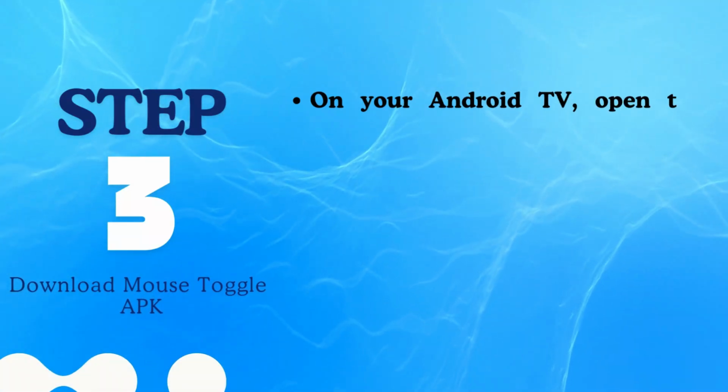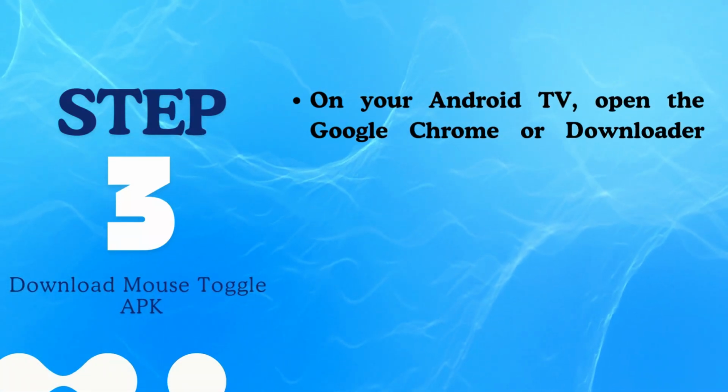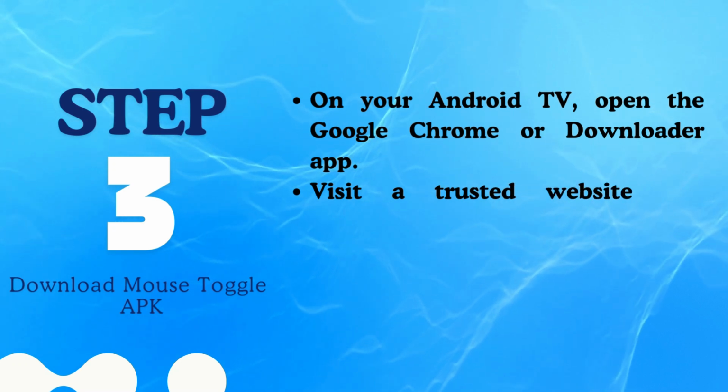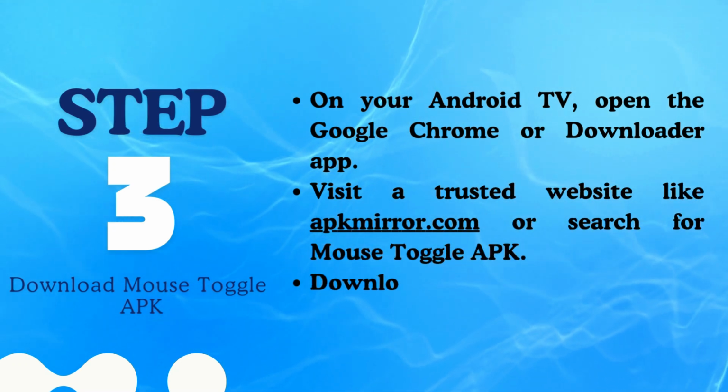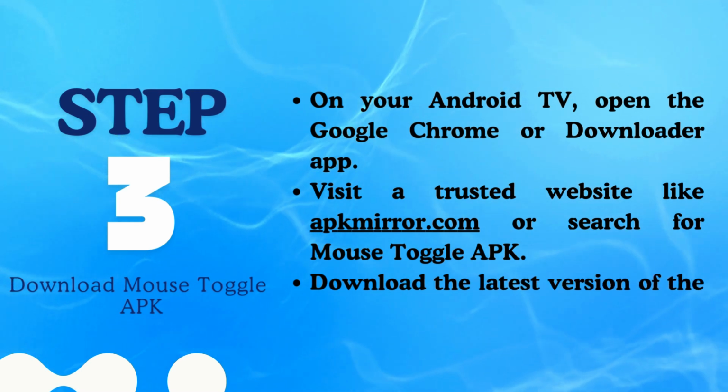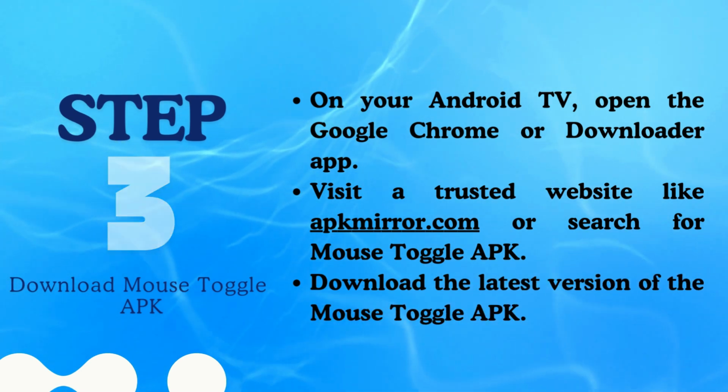3. Download Mouse Toggle APK. On your Android TV, open the Google Chrome or Downloader app. Visit a trusted website like apkmirror.com or search for Mouse Toggle APK. Download the latest version of the Mouse Toggle APK.